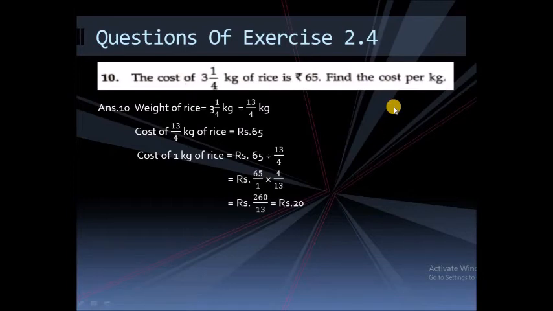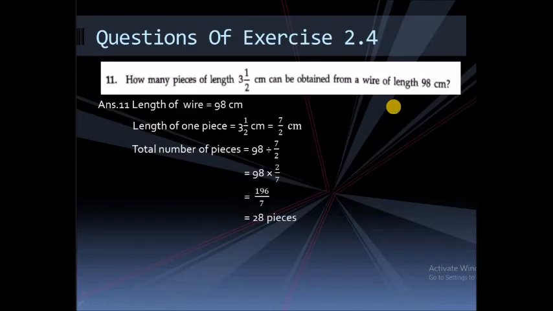Okay. And our next question is: how many pieces of length 3.5 centimeter can be obtained from a wire of length 98 centimeter? Here you can see the total length is 98 centimeter. I have to break this wire into pieces and it is being asked how many pieces I can get if one piece length is 3.5 centimeter. Okay, so 3.5 centimeter is equal to 7 upon 2 centimeters in improper fraction.